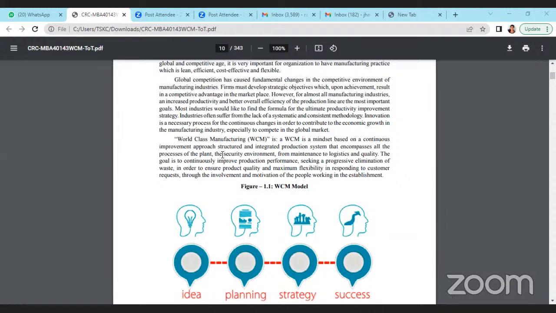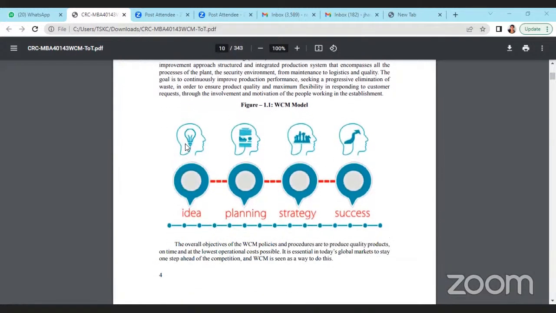So world-class manufacturing is nothing but a mindset. What you think, that will be provided. What you have in mind, that will be the output. So world-class manufacturing is a mindset based on a continuous improvement approach, a structured and integrated production system that encompasses all the processes of the plant, security, environment, from maintenance to logistics and quality.